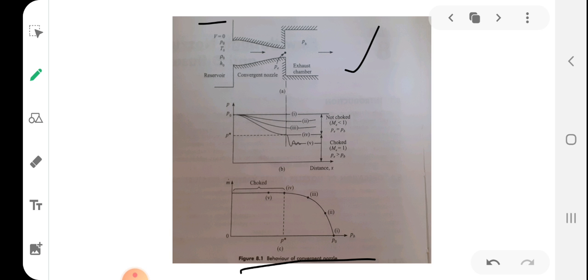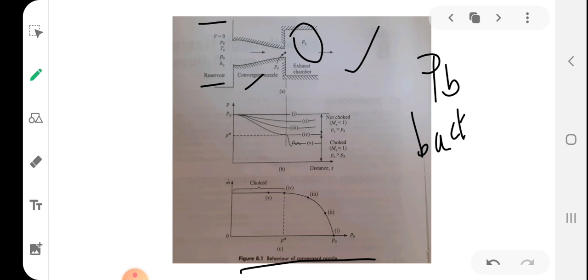This is the reservoir condition: velocity equals 0, pressure P0, temperature T0, density rho 0, and enthalpy H0. Reservoir conditions are nothing but the stagnation conditions themselves. This is a convergent nozzle, and the flow is exhausted to a chamber where the pressure is PB. So what is PB? PB is the back pressure. We call it the back pressure.